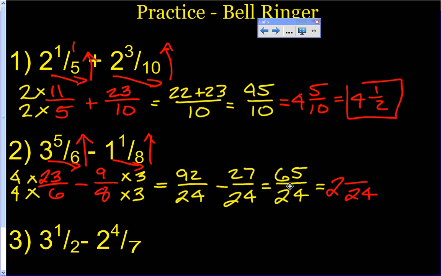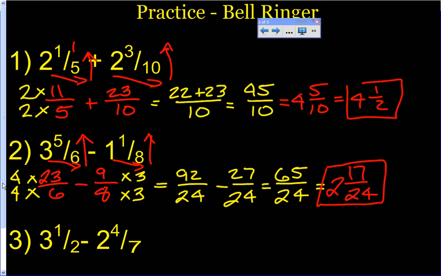If you can't figure out that it'll go in twice, do 65 divided by 24 in your calculator, and you're going to get 2 point something. All right, we don't care about the decimal part. We just care about the whole number part, the 2. So that's how I get this 2. Now I multiply these. 2 times 24, I get 48. So what's the difference between 48 and 65? 17. I can't simplify that anymore, so that's my answer.